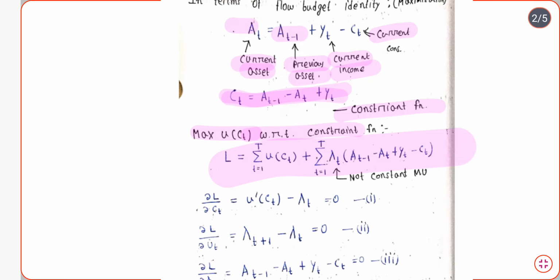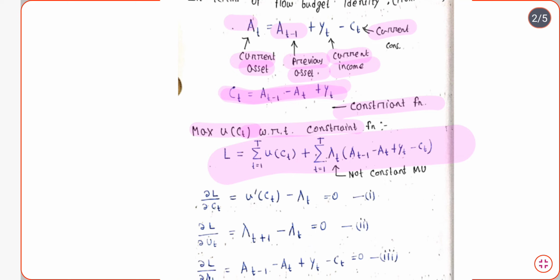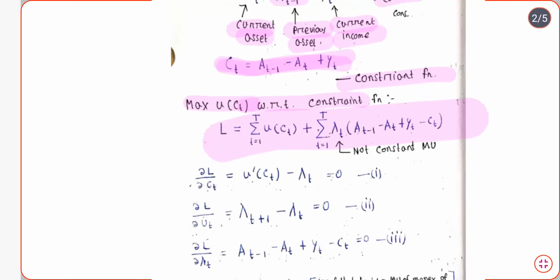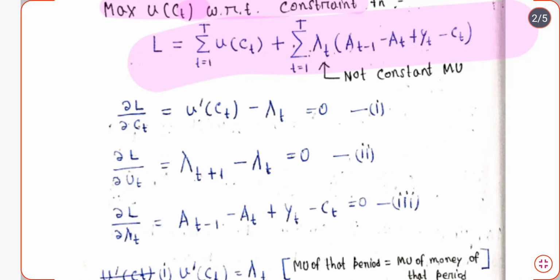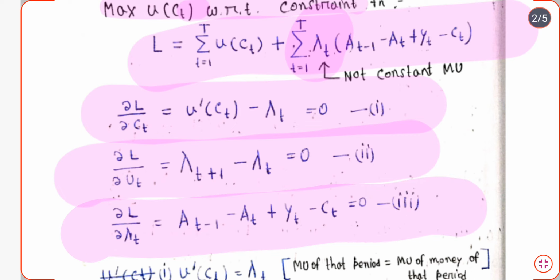But this time lambda is not constant. Here it is denoted as lambda t. That means it is not constant. So at first we will differentiate it with respect to CT. When differentiating with respect to CT, we have obtained U dash CT minus lambda t is equal to 0. This differentiation is not very difficult to understand. Then we differentiate it with respect to A t. After differentiating with respect to A t, we obtain lambda t plus 1 minus lambda t is equal to 0. Similarly, when we differentiate it with respect to lambda t, we obtain A t minus 1 minus A t plus YT minus CT is equal to 0.